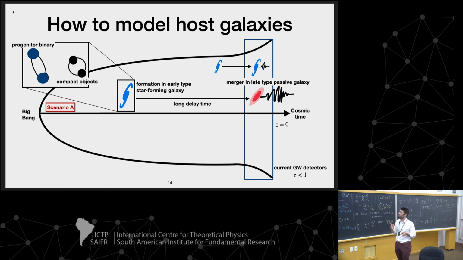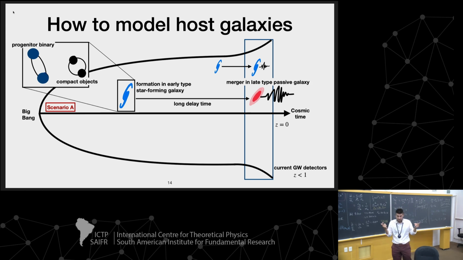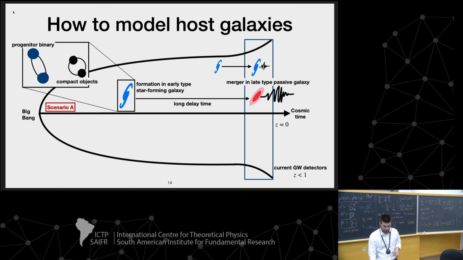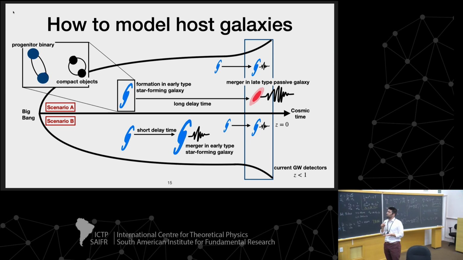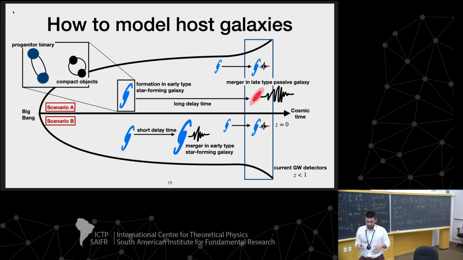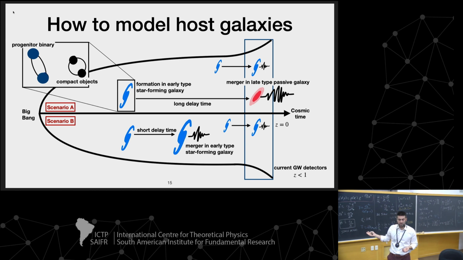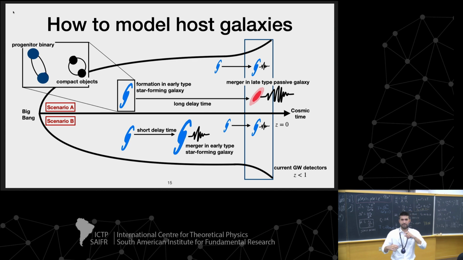Because those compact objects can merge, for example, if the delay time is sufficiently long, in a late type passive galaxy, exactly the galaxy that we observe with GW170817. And of course, there is also the merger of the two neutron stars producing gravitational waves. This is one scenario. We can have another scenario where we inject our binaries in star-forming galaxies. The delay time is short, and they merge in star-forming galaxies. Of course, we cannot observe this scenario with current gravitational wave detectors, but it is a possibility with future detectors. Is it clear how we do this? Okay.